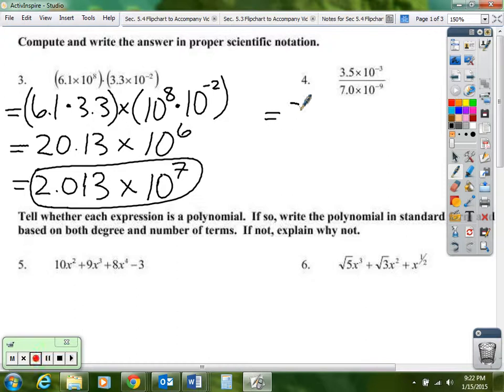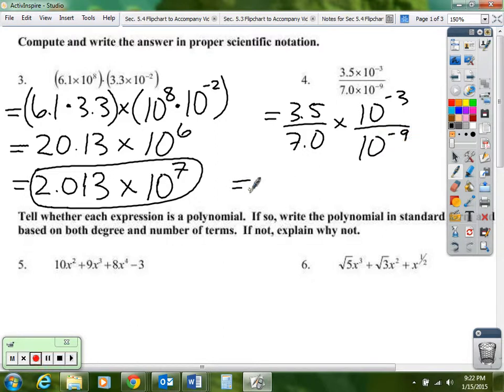We divide 3.5 by 7.0, times 10 to the negative 3 divided by 10 to the negative 9. 3.5 divided by 7.0 is 0.5. 10 to the negative 3 divided by 10 to the negative 9. We subtract the exponents. Negative 3 minus negative 9, that's a double negative. So it's negative 3 plus 9, which is positive 6.